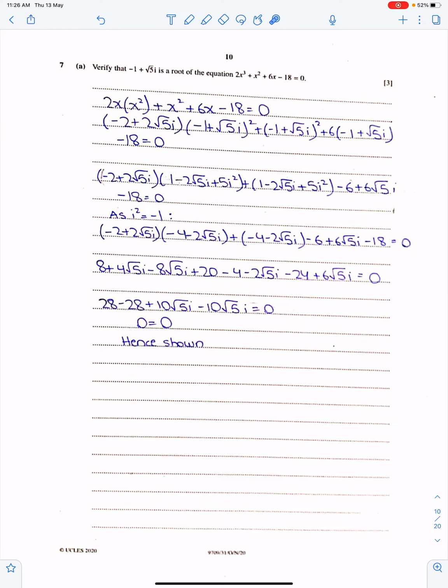Question number 7a. Verify that this is the root of this equation. This is so simple. You just need to replace x by this thing. Now you have an option. You can either write this x cube as x times x square, or you can take x square common from these two. Both the methods are fine.